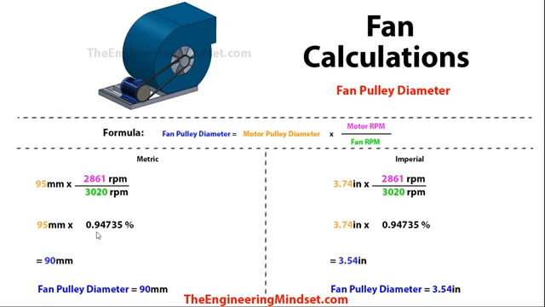So if we do the division first, then you'll see we get less than 1, so it's 0.94735, and it's a percent because we're doing a division of the same units here, so these both cancel out and it becomes a ratio. And we've got 95mm multiplied by that equals 90mm, or 3.54 inches. So the fan pulley diameter, this pulley here, needs to have a diameter of 90mm in order to achieve the design that we need.